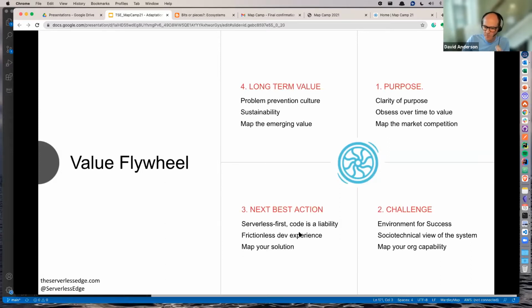Next best action, what can we do right now? Serverless first, don't build your way out of it. Speed up the engineers, and then that long-term value with problem prevention, sustainability. And this isn't an iteration that takes 2 years to do. You can do this very quickly, weeks. It's really about how to plot that movement.